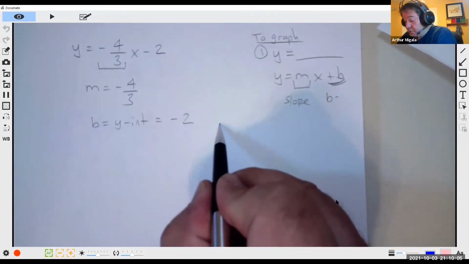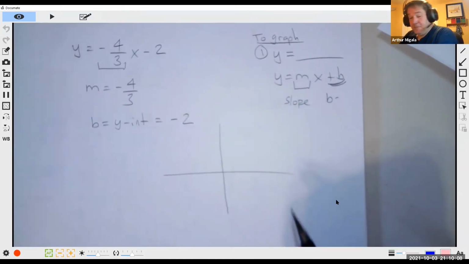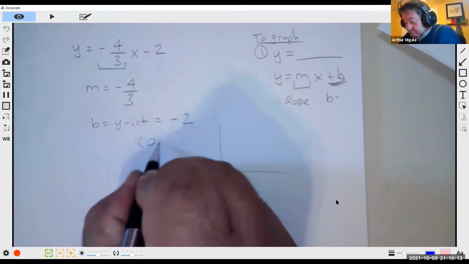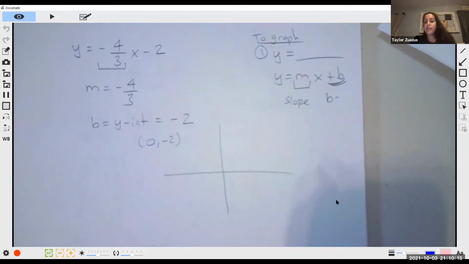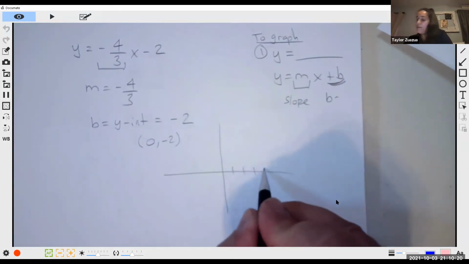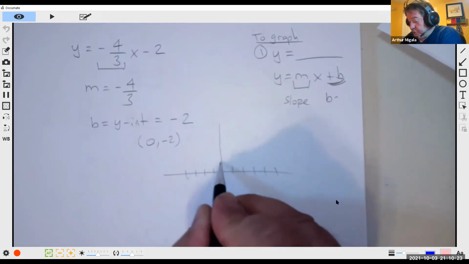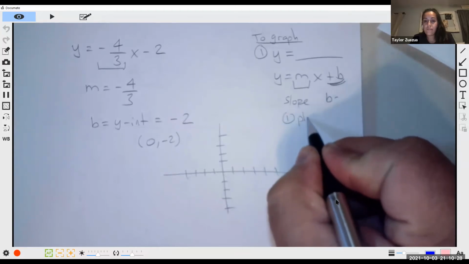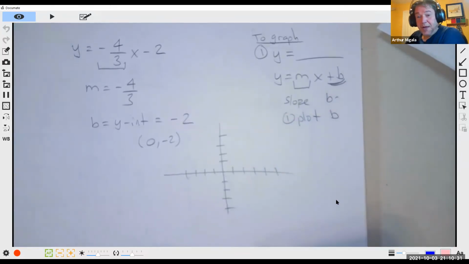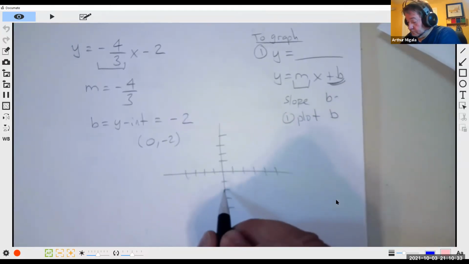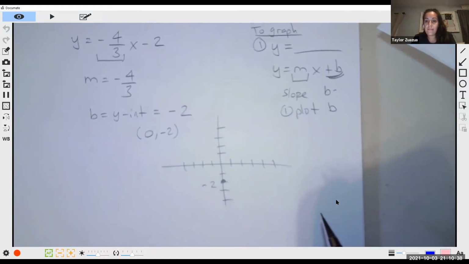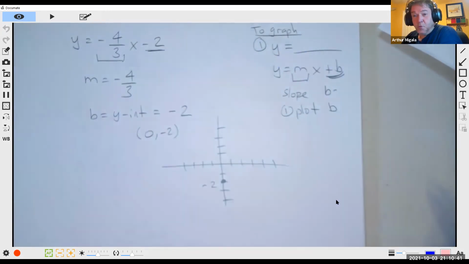It's just looking for one number. Actually, the y-intercept is a location. It's at (0, -2). Now, to graph it, first plot your y-intercept, so 0 and -2, because that's what that number is. It's crossing the y-axis at -2.